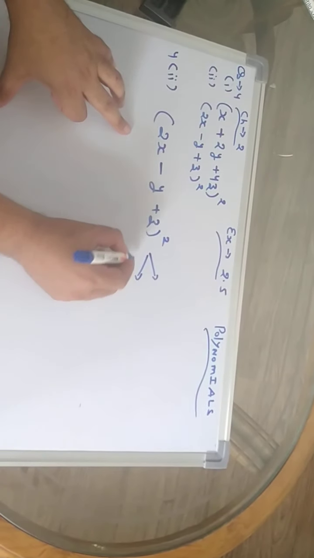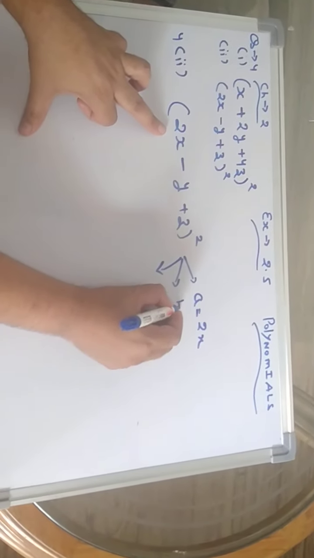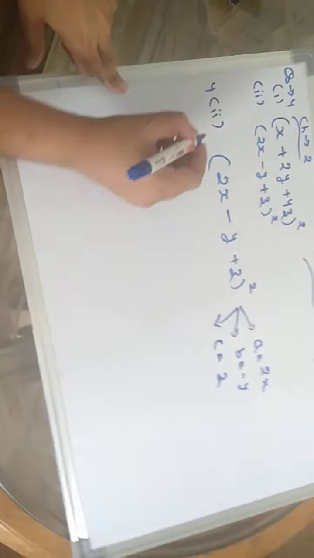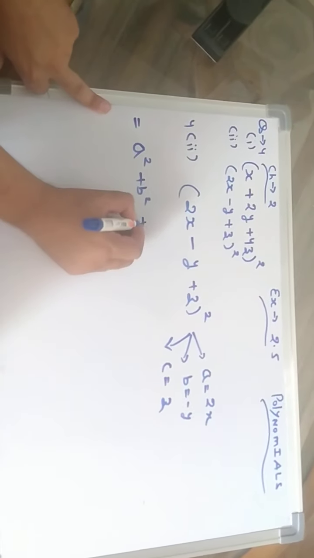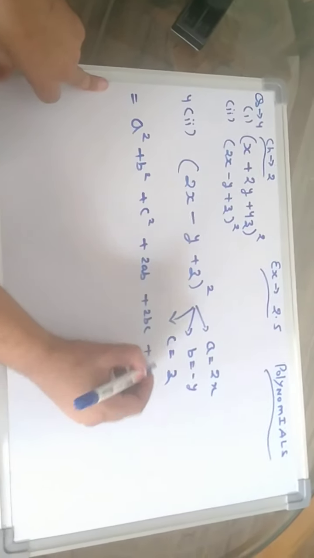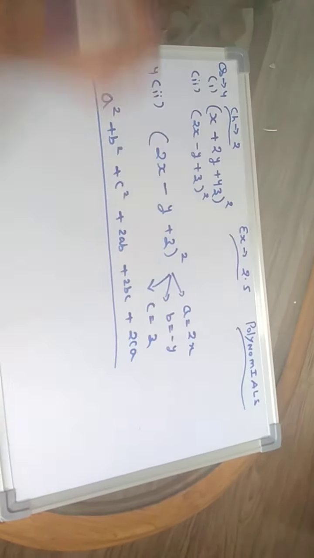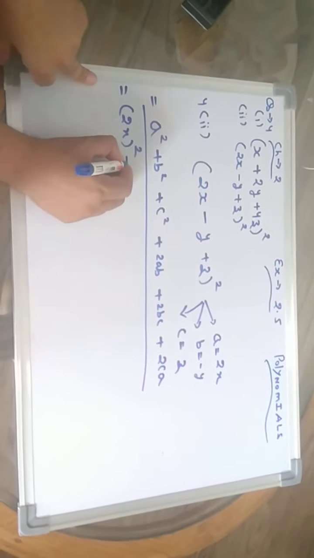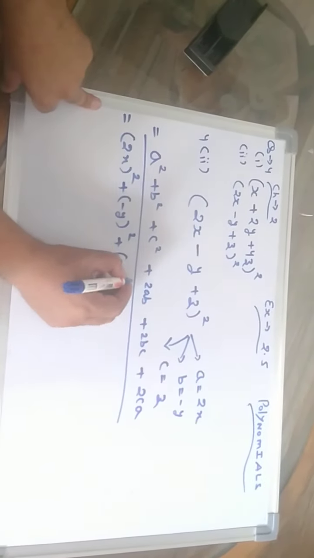First of all, we write a, b and c. Our a is 2x, b is minus y, and c is z. Now the formula is a square plus b square plus c square plus 2ab plus 2bc plus 2ca. Now write the values of a, b, c in this formula. We have to put a as (2x) whole square as it is, b as (minus y) whole square as it is, c as z whole square as it is.